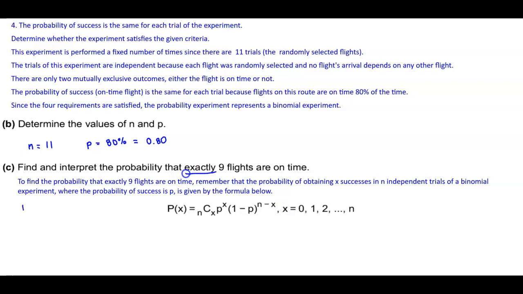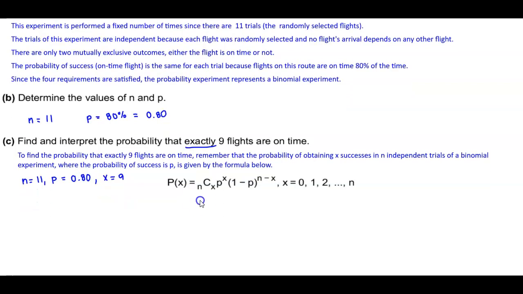Okay, again, we know that n is equal to 11. We know that p is equal to 0.80. And we know that x is equal to 9. And again, we're looking at exactly 9. Okay, so that means that we're looking for the probability of 9. And now we're going to plug it into our formula.